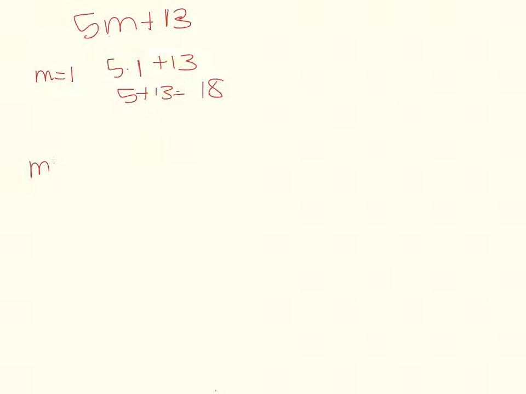Now I have m equals 6. 5 times 6, because I substituted my 6 in where my m was, remember? 5 times 6, because m equals 6, plus 13. 5 times 6 is 30, plus 13 equals 43. Not too bad. Told you guys had a much easier one than I did.